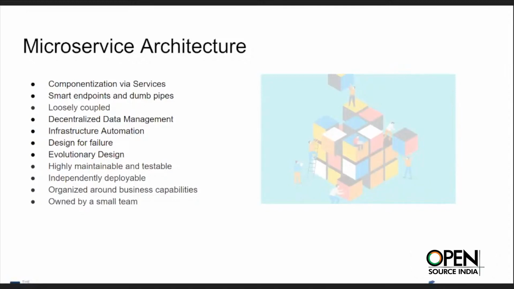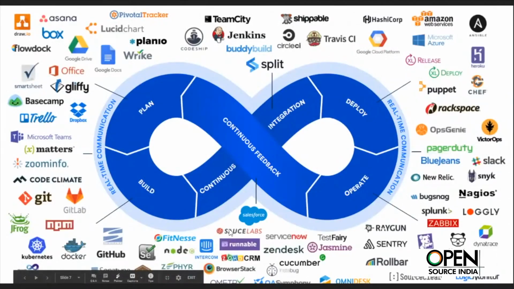Okay, so since the microservices are smaller in size, they can be owned by small teams who will be responsible for end to end. Okay, so that gives the perspective of what microservices is. And now to solve the DevOps part of the puzzle.